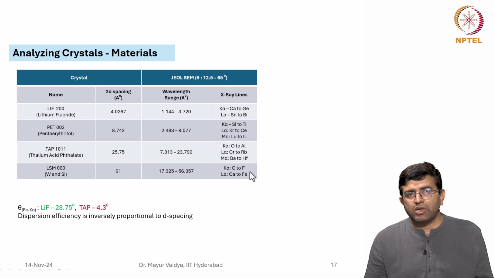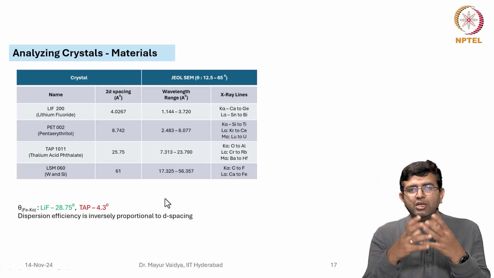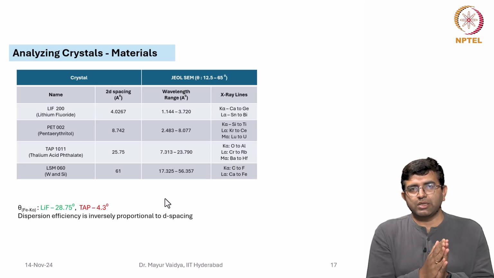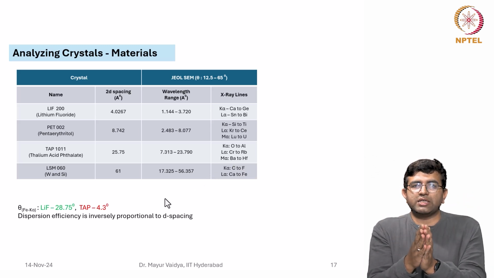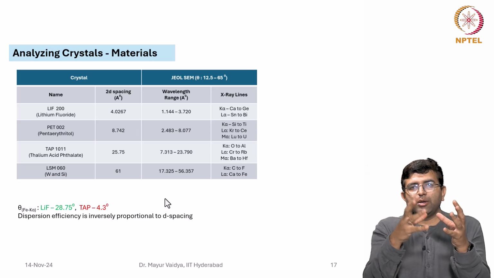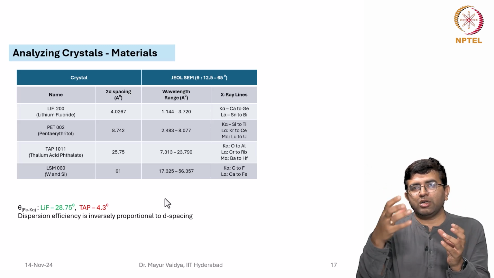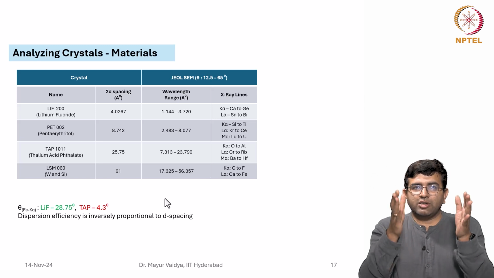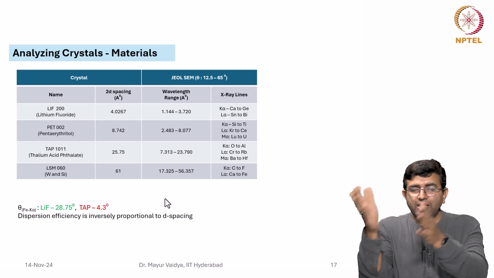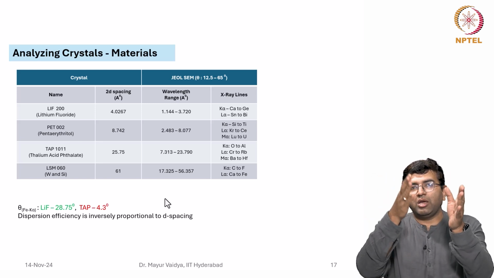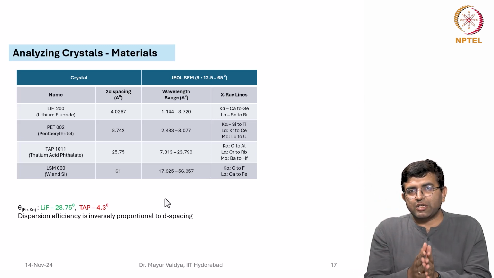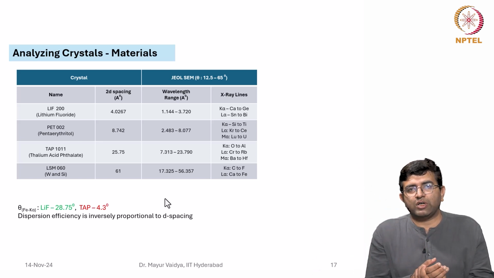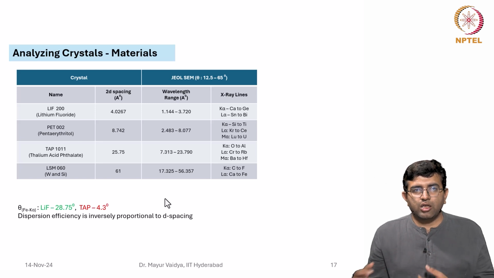Typically in any EPMA equipment, you don't have only one analyzing crystal. You have several analyzing crystals that are placed in order to improve the detection time. And in fact, nowadays there are different channels, in each of which there may be multiple analyzing crystals placed, so that the rate of acquisition of data can be significantly improved.